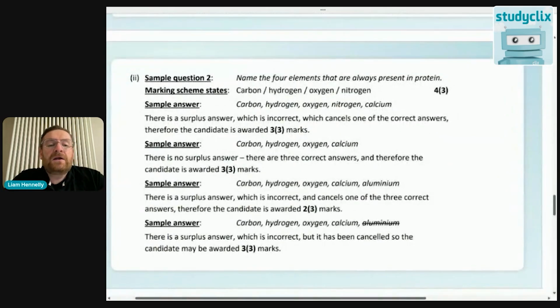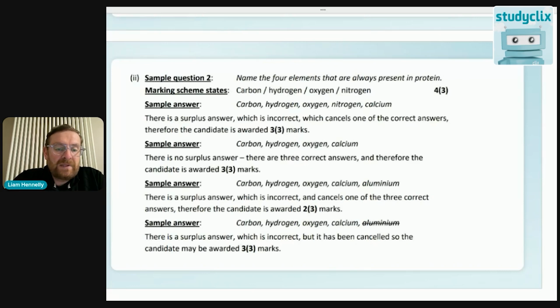Now, if we look here at this question, it says, name the 4 elements that are always present in protein. And the answers are carbon, hydrogen, oxygen, and nitrogen. In this sample answer, the answers given are carbon, hydrogen, oxygen, nitrogen, and calcium. There is a surplus answer, which is incorrect. So this effectively cancels out one of the right answers. So for the 12 marks that could be awarded, this student is now only going to get 9. So it's kind of like 4 3s minus a 3 leaves this student with 9 marks.